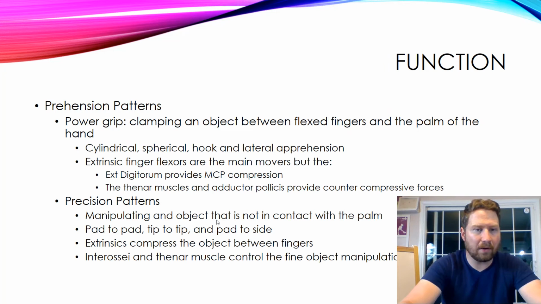So we talked about power grips. We talked about precision grips. Okay, so our power grips are going to be your cylindrical, spherical, and hook. Those are going to require our extrinsic finger strength. Our precision patterns are going to be our pad to pad, tip to tip, and pad to side. Those are used for manipulating objects that are not in contact with the palm.